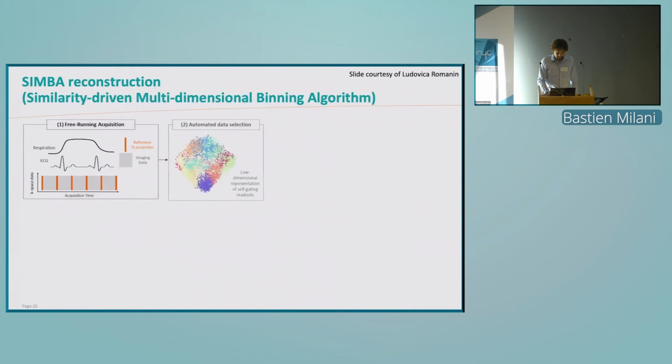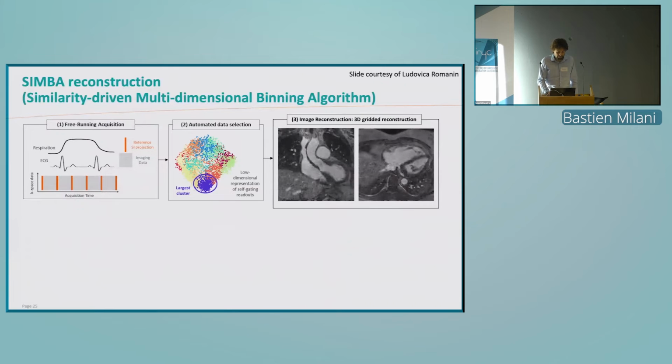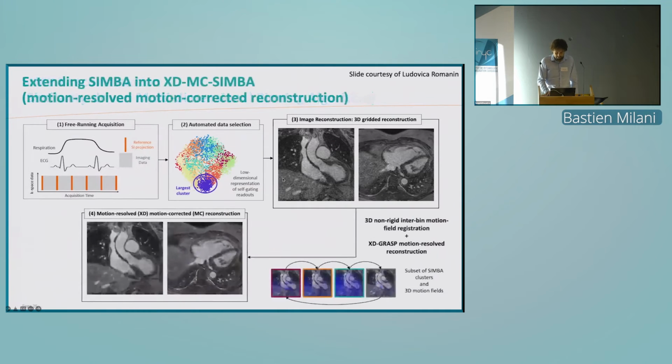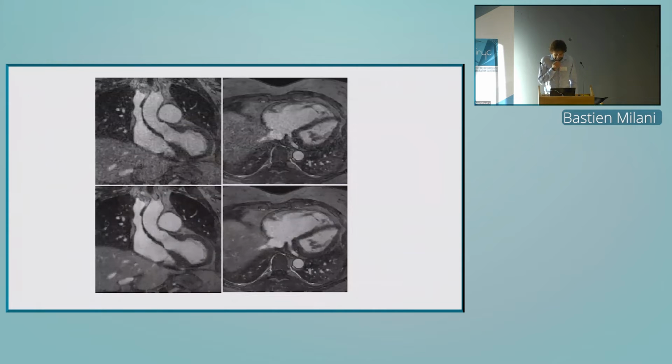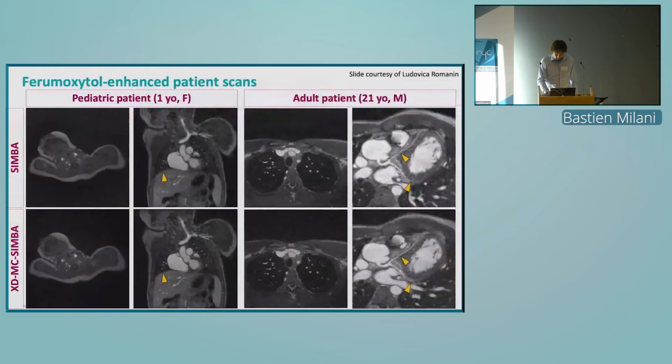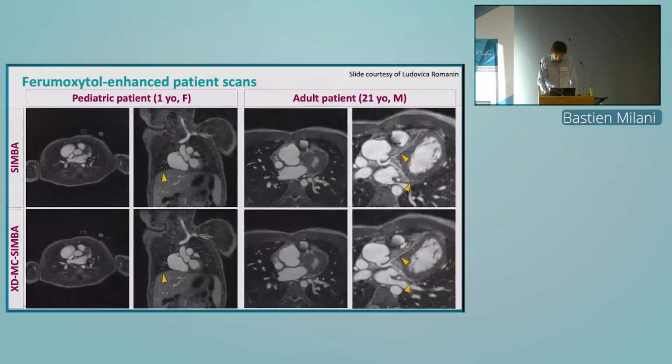That's not my slide. It's a slide of Ludovica that explains what we do. So we use Simba, you extract the cluster, you do some gridded recon. Maybe you should ask her for a more detailed explanation. And what you get is something like this. I hope you see the difference. There is much less noise on the second reconstruction that is regularized with motion fields, the bottom images, with respect to the upper images that are gridded recons. And that's an example on pediatric pressure.